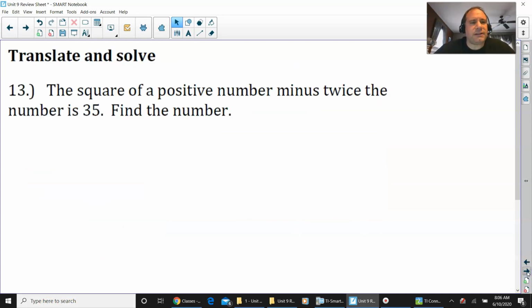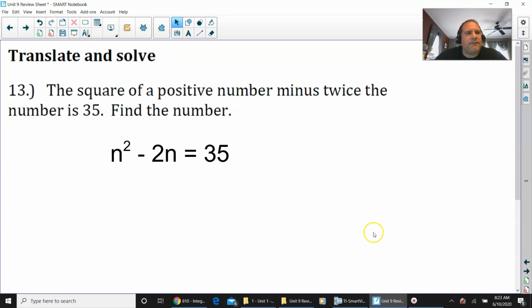All right, translate and solve. The square of a positive number minus twice the number is 35. Find that number. So first you have to translate it. Go ahead, see if you can translate it on your own first, and we'll come back with the translation. Do not move on after the translation. Just do the translation and see if you got that. We'll come back to see if you got it correct. Press pause now.